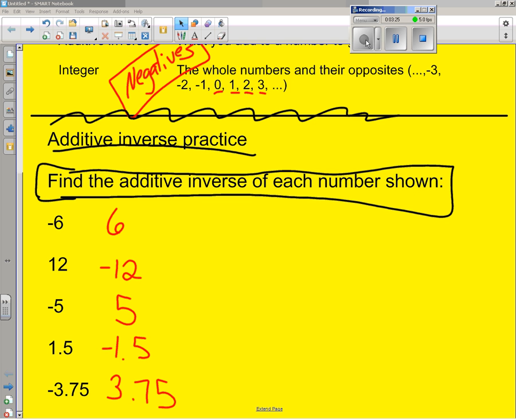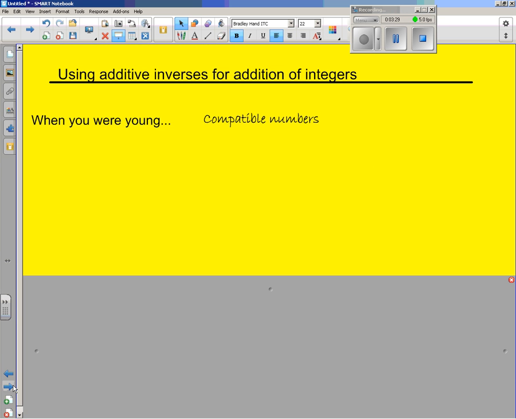So, moving right along, we talked about the additive inverses. Let's go ahead and talk about our next topic. On the next page of your notebook, go ahead and put the title, Using Additive Inverses for Addition of Integers. Integers, just to remind you, are the whole numbers and their opposites. Now, I want to take you back in time a little bit to when you were a little kid in elementary school and you were learning how to add numbers.